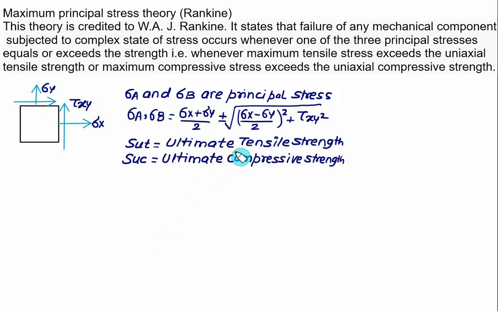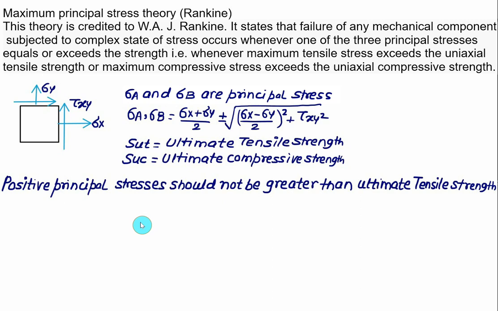SUT represents the ultimate tensile strength and SUC represents the ultimate compressive strength. Once you calculate the two principal stresses, sigma A and sigma B, right now we don't know which one is the greater value and which one is the minimum value, or whether both are positive or both negative. So we'll make a generalized statement.